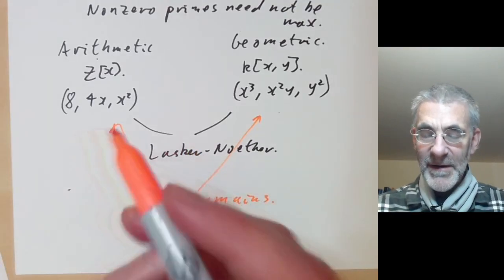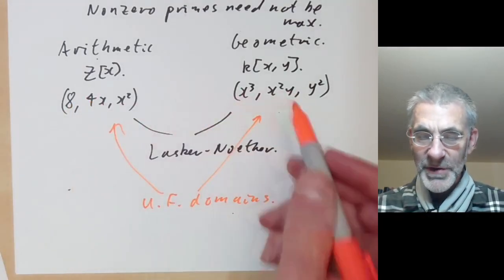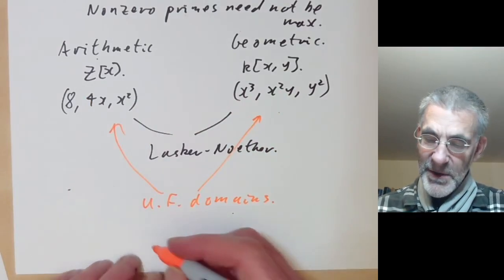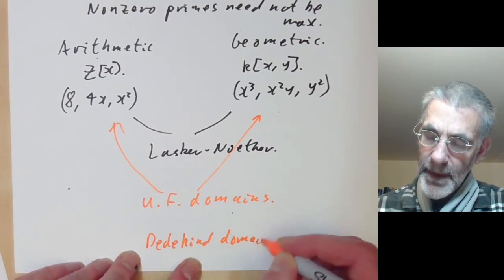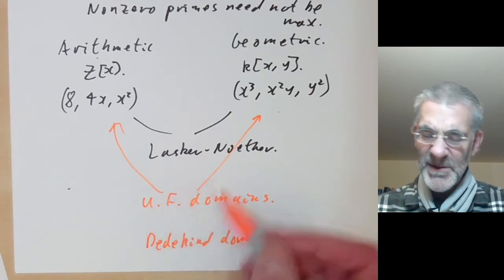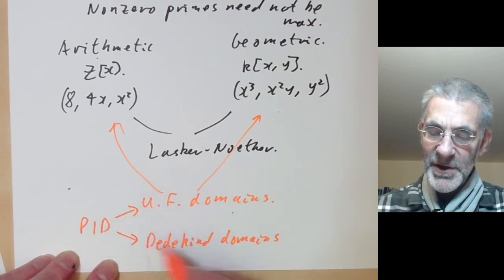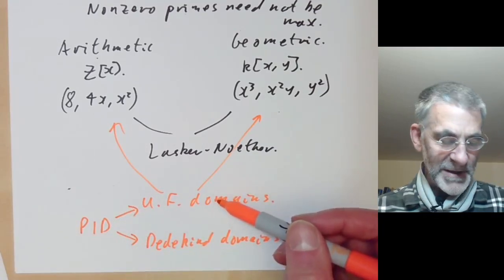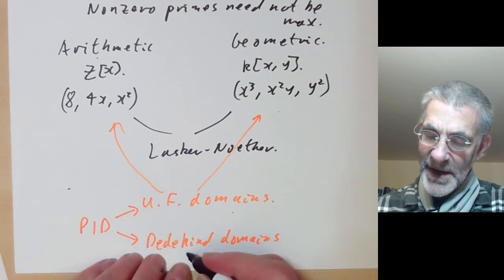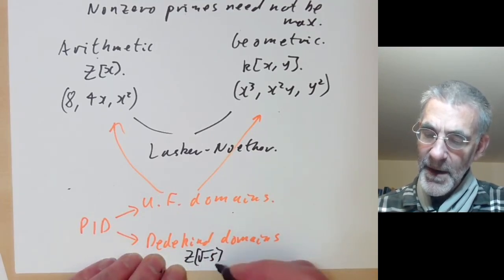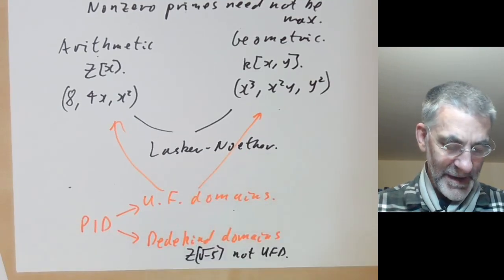That even though you can't write ideals as products of prime ideals in a unique way, you can still write the elements as product of irreducible elements. So the relation between Dedekind domains and unique factorization domains is neither of them are contained in the other. If you've got a principal ideal domain, then this is a unique factorization domain and a Dedekind domain. But here we've got some examples of unique factorization domains that are not Dedekind domains. And of course, we had examples of Dedekind domains like Z[√-5] that are not unique factorization domains. So in general, these are not the same.